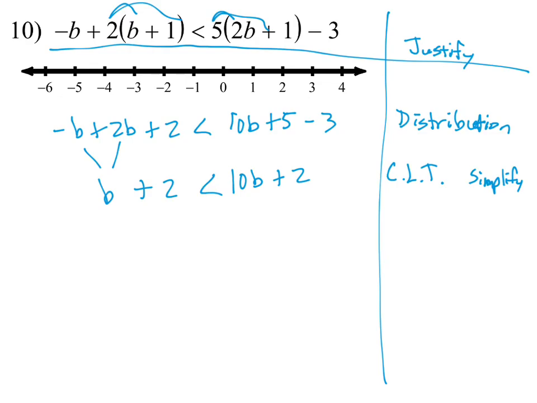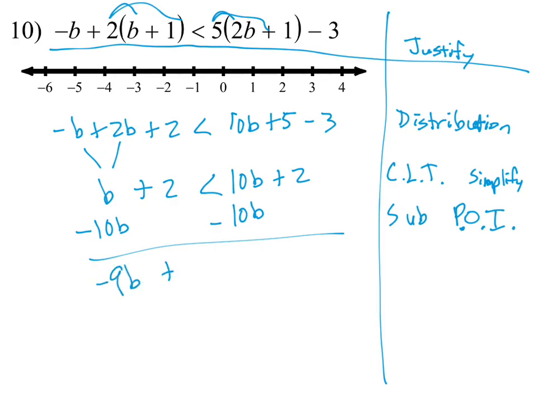And now I want to get my variables together. I like to put my variables on the left side, so I'm just going to subtract 10b from both sides. Write down what I get. I can subtract on both sides because of the subtraction property of, oh, wait a second. This is not an equation, so we can't put equality, but we can put inequality. So our subpo becomes subpoi. The I stands for inequality here. So I can put these together over here. Makes me negative 9b. And we've got plus 2 less than 2. And that's a combine like terms step, because the things had variables.